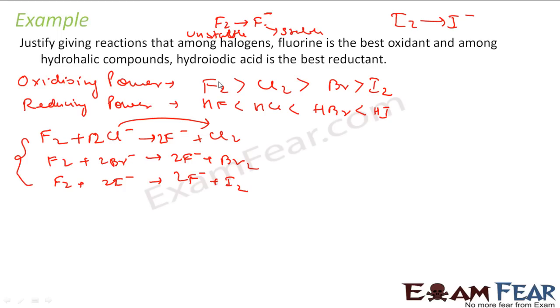Also, let's talk about the reducing power. I know that HI and HBr, these two can reduce H2SO4, but not these. HCl and HF can't reduce H2SO4, right? So with that you can tell that, yeah, HI and HBr are stronger and HF and HCl are not that strong.